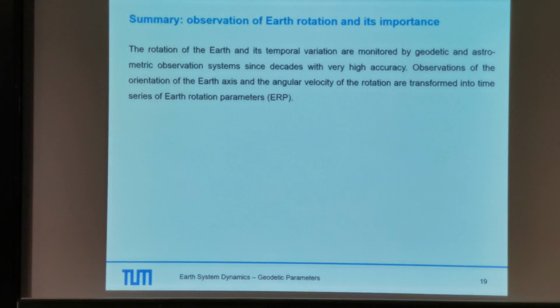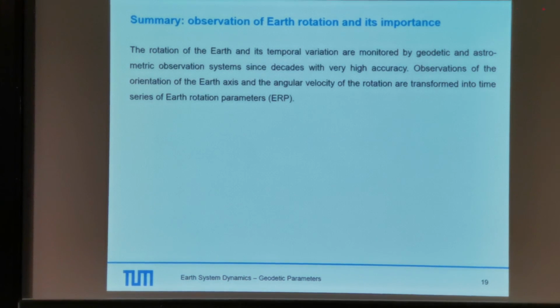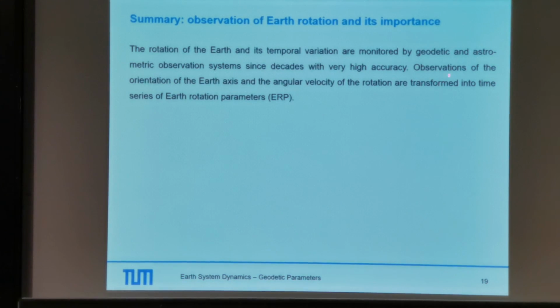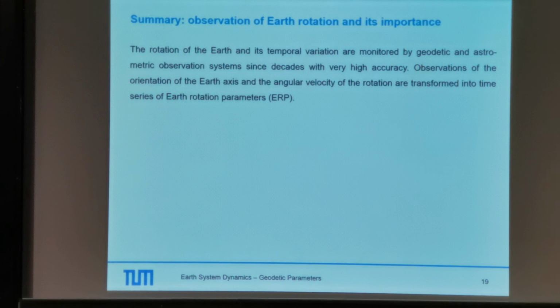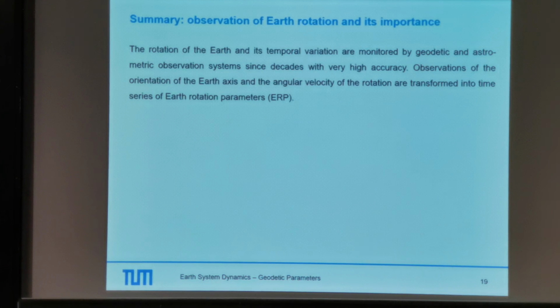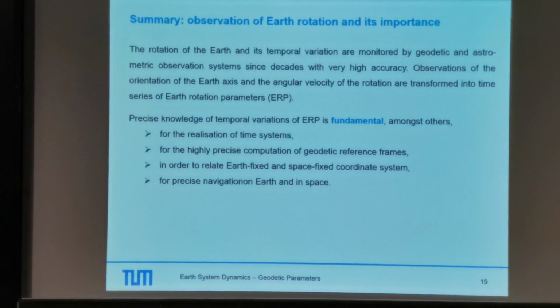The rotation of the Earth and its temporal variations are monitored by geodetic and astrometric observation systems since decades with a very high accuracy. Observations of the orientation of the Earth's axis and the angular velocity are transformed into a time series of Earth rotation parameters. So from the observational side, we get a time series of Earth rotation parameters for decades now. VLBI started in 78, 79, so since more than 4 decades we have observations of the Earth rotation.